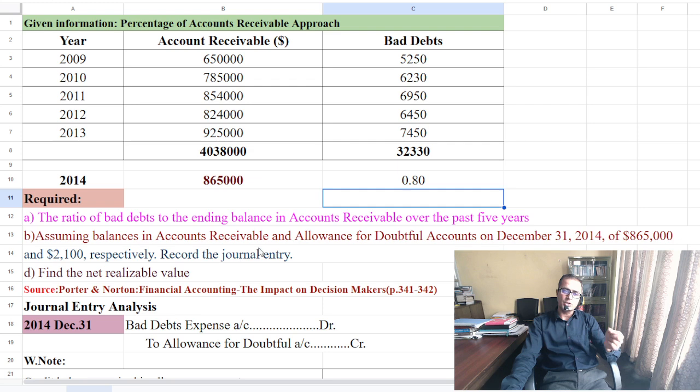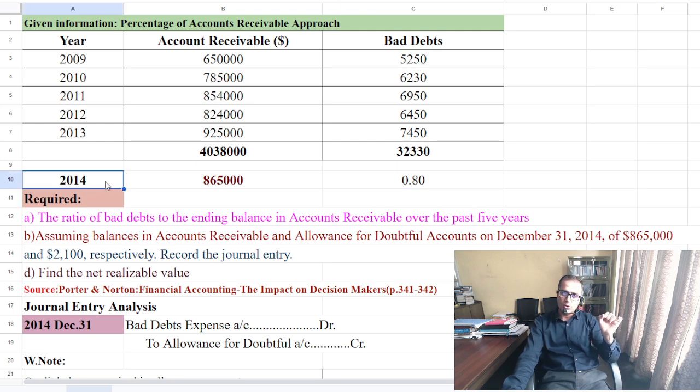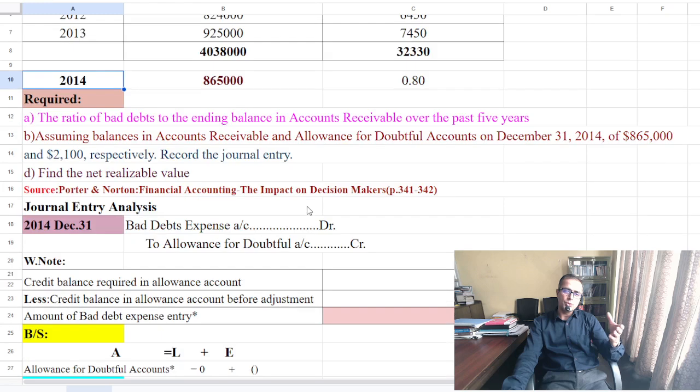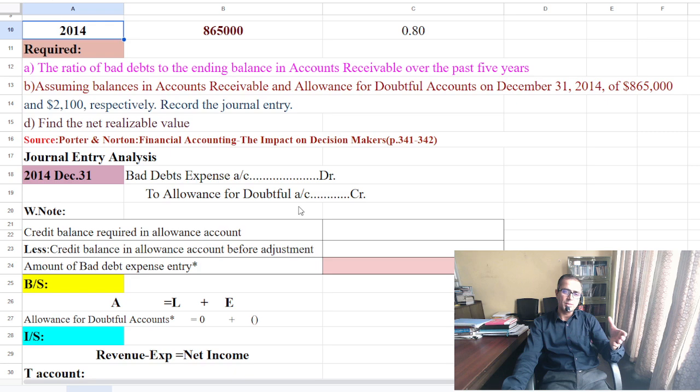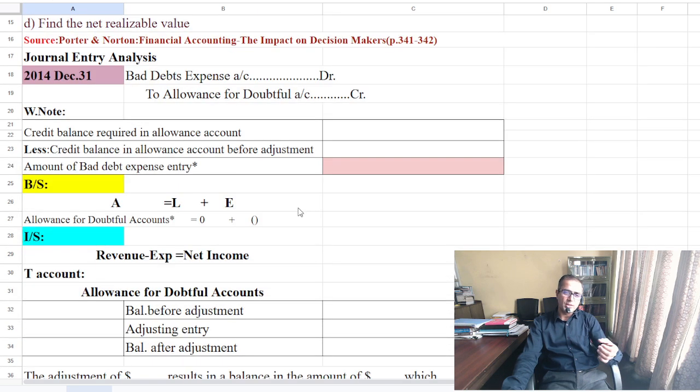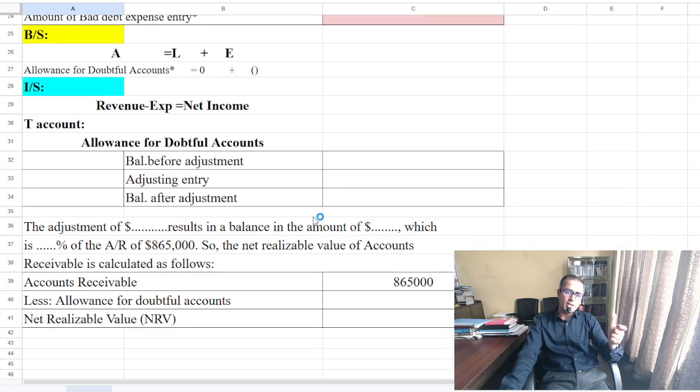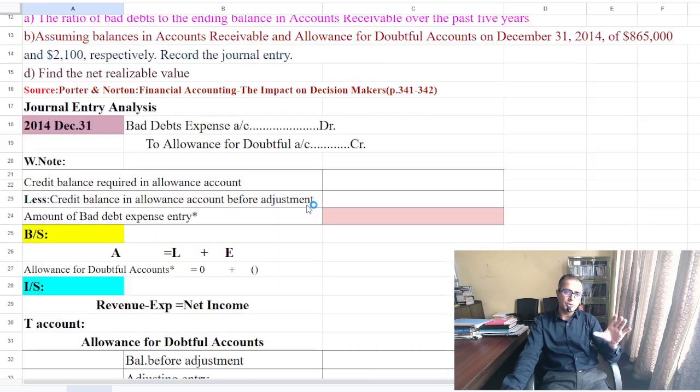Assuming the balance in accounts receivable on December 31st, 2014 is 8,65,000, which is why I have organized 2014 with 8,65,000, you are now going to record the journal entry, show its effect in the accounting equation and income statement, including how we prepare the T accounts. And what would be the net realizable value? That is the question.